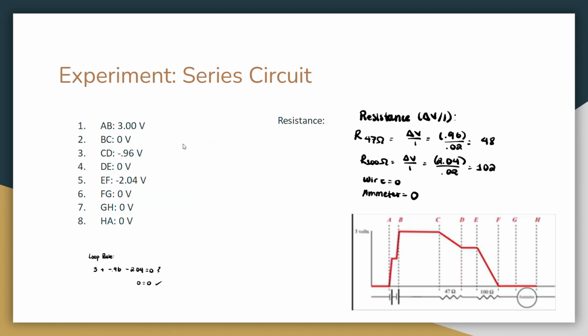Now for the potential values, we had A, B, C, D, and E, F with the only ones being defined, and A, B, C, D, and E, F as a whole, adding them together using loop rule, should have equaled 0, and in this case it did. So that proves the validity of our results.